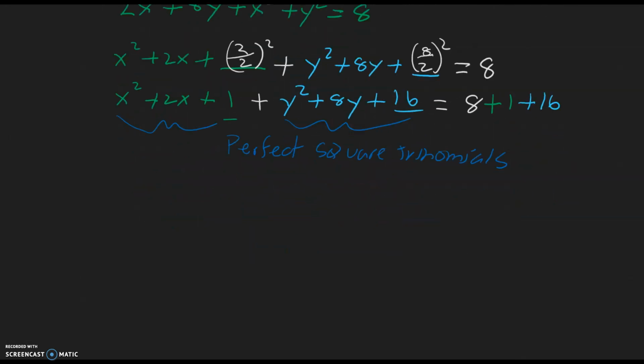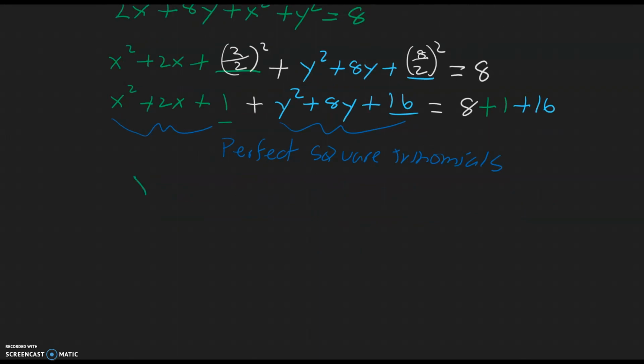So in the first case, we have x plus 1 squared. That's how that would factor. And then plus y plus 4 squared. And that's going to equal, on the right side, if we add it all up, 25.